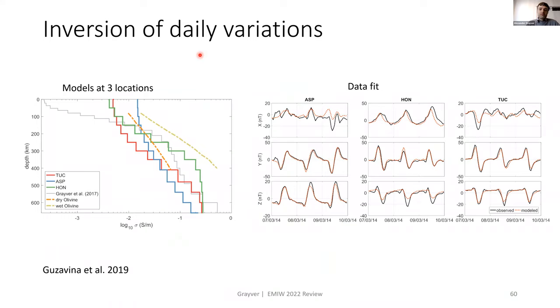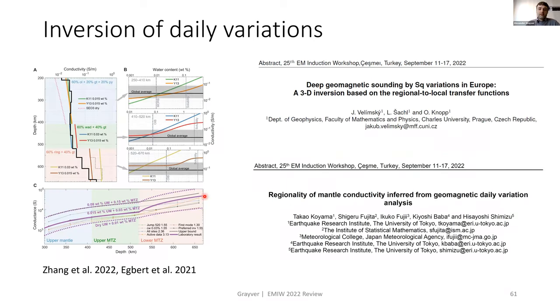This was developed a bit further and applied to other data by Guzavina et al. So here are some examples of the conductivity profiles from different locations in Australia, Honolulu, US. And there have been also other methodological developments to deal with these complex sources. Another example from the work of Gary Egbert and colleagues, who again used these daily variations and these physics-based basis functions that they have elaborated on in 2021, and used these functions to invert for the conductivity structure in the asthenosphere and mantle transition zone, and estimate the water content.